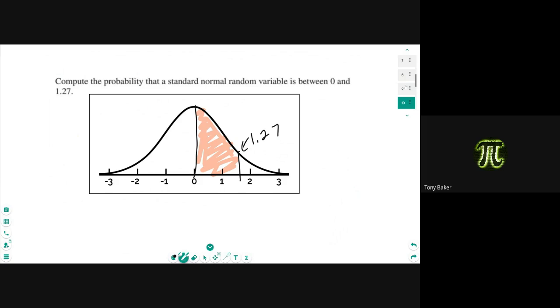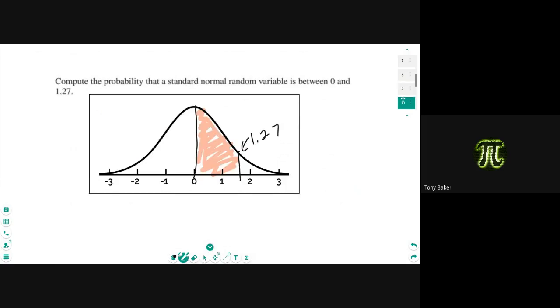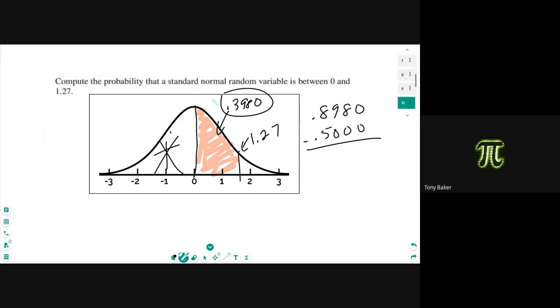So we know from this problem right here that the whole thing is 0.8980, right? Correct. And this part over here that I don't want is 50%. So then the answer in the middle, this part, would be 0.3980. Okay, so that one's simple, right? Look at your table and find the z-score of 0. What does it tell you? 0.5, 50%, or 0.5000, right? So that's how we'd find something between 0 and 1.27.